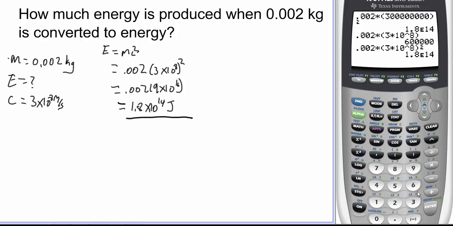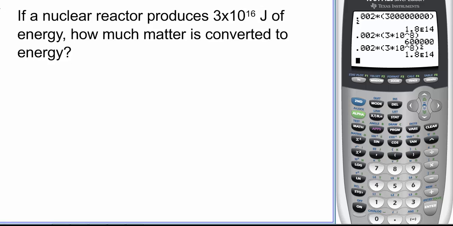So it doesn't matter how you enter it on your calculator as long as you pick one of the 3 methods that is viable. Now let's work one more example problem, and then you guys can get to work. If a nuclear reactor produces 3 times 10 to the 16th joules of energy, how much matter is converted to energy? We're looking for matter, that's our unknown. So our equation that relates energy and mass is E equals mc squared, and we do know the speed of light, 3 times 10 to the 8th.